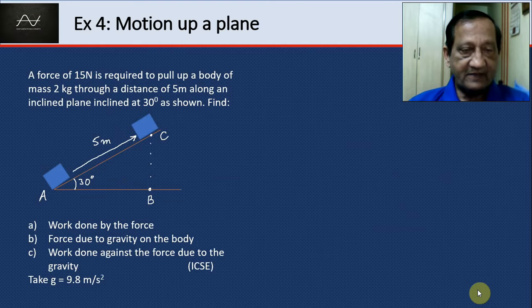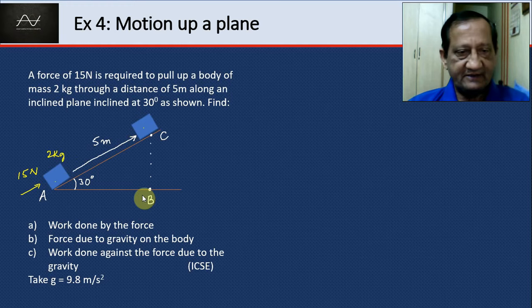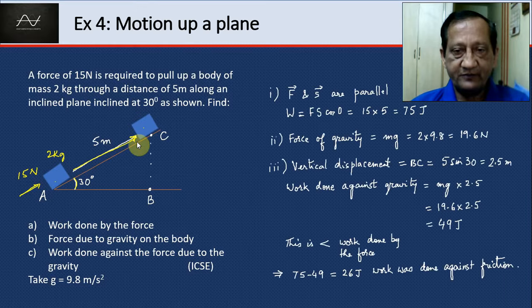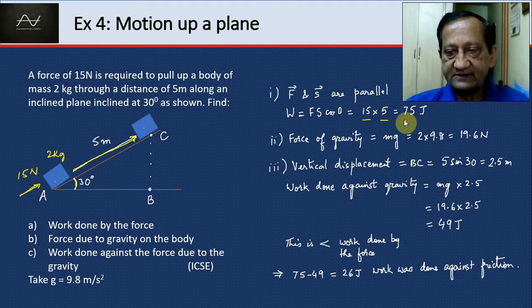Another question from ICSE. There's a body here and a force of 15 Newton is required to pull the body up of mass 2 kg through a distance of 5 meter and comes here. The angle of inclination of the plane is 30 degrees. Find so many things. Let's do one by one. What is the work done by the force? That is very easy. Displacement is parallel. So work done is simply force into displacement, Fs cos 0, that is Fs, 75 joules positive.